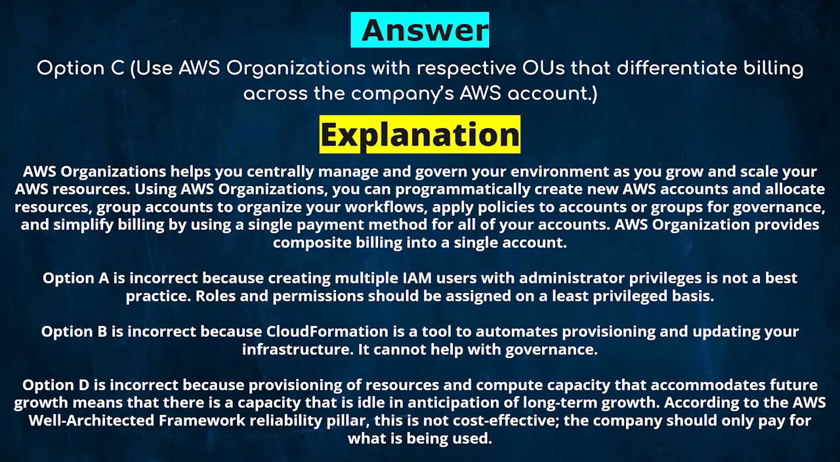Option D is incorrect, because provisioning of resources and compute capacity that accommodates future growth means that there is capacity that is idle in anticipation of long-term growth. According to the AWS Well-Architected Framework reliability pillar, this is not cost-effective. The company should only pay for what is being used.